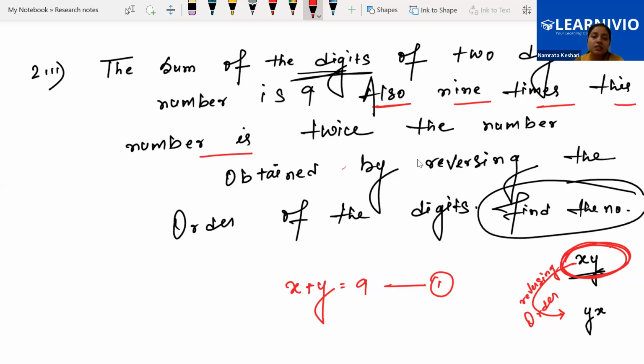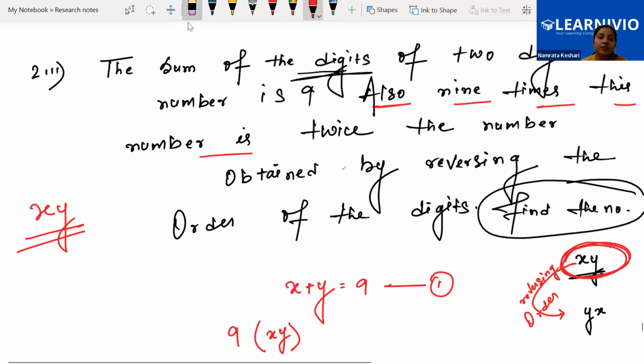Now let's see what the statement says, carefully reading. Also 9 times this number. Which number? The number which we have taken in consideration. So 9 times this number. Do we want to take xy? No, we will write the expanded form of this number. Can you tell me what will be the expanded form of xy?